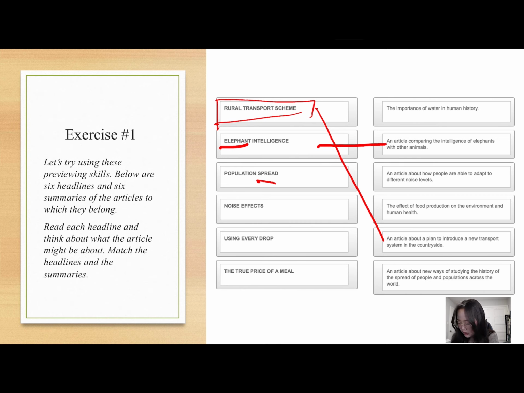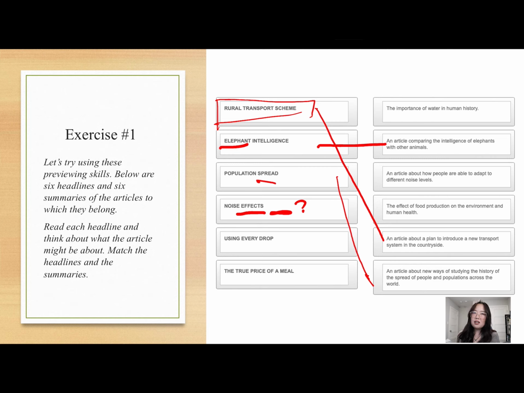Yes, this one. An article about new ways of studying the history of the spread of people and populations across the world. Great. Okay, next heading. Noise effects. Effects on whom? On human? Noise usually affects human. Affects humans what? Health? Mental health?